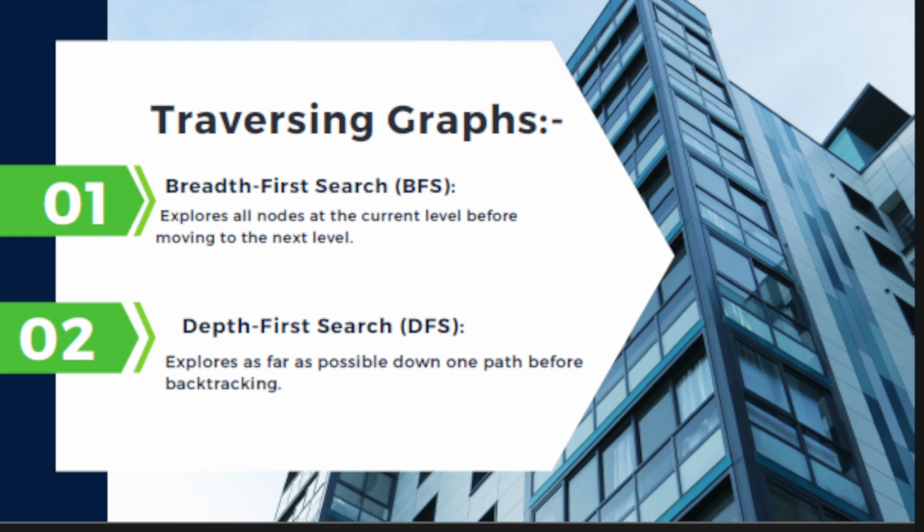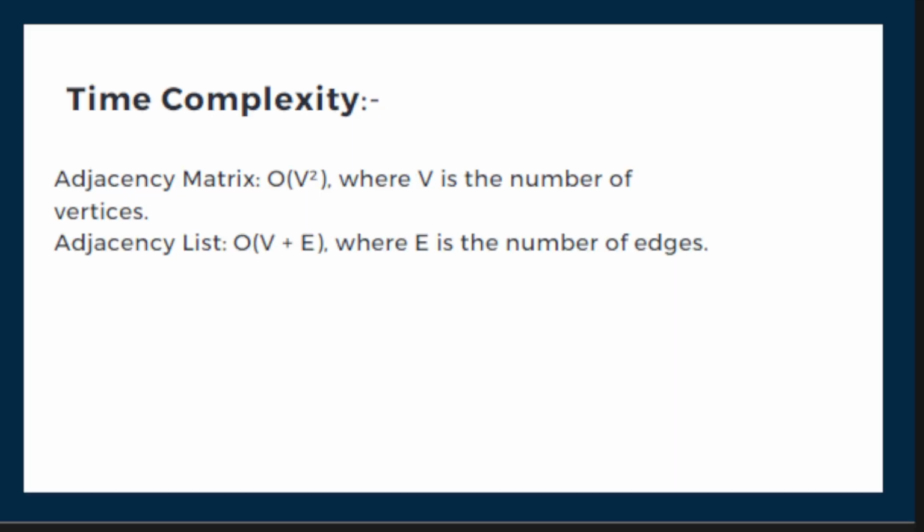Now see the time complexity. The time complexity for common graph operation varies based on the graph's representation. For adjacency matrix, the time complexity is order of V square, where V is the number of vertices. And for adjacency list, the time complexity is order of V plus E, where E is the number of edges. Choosing the right representation is crucial based on the problem you are solving.